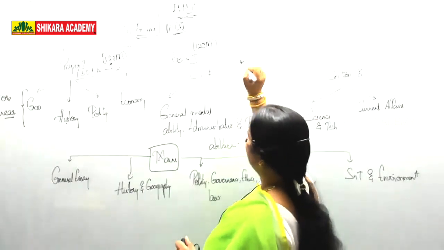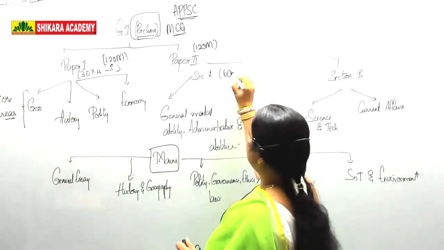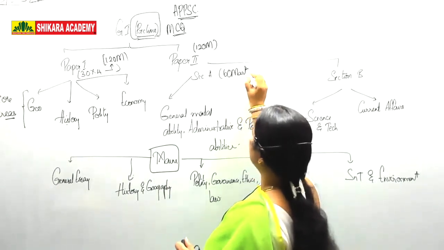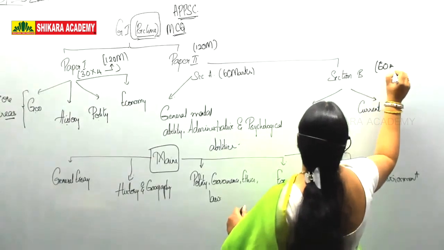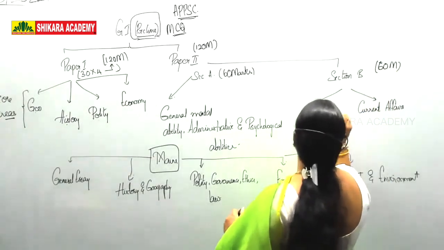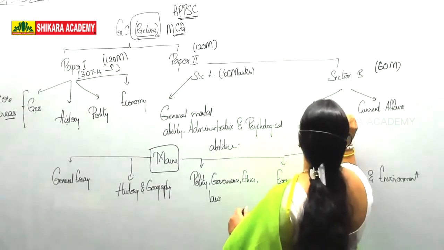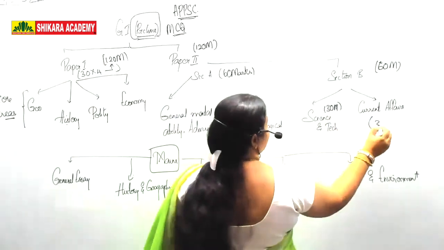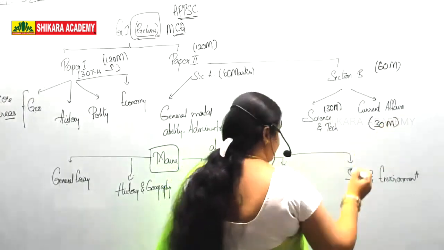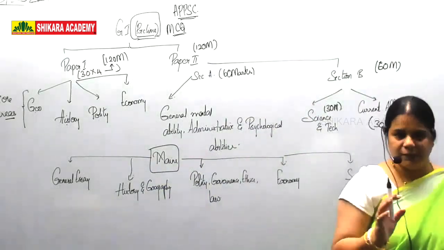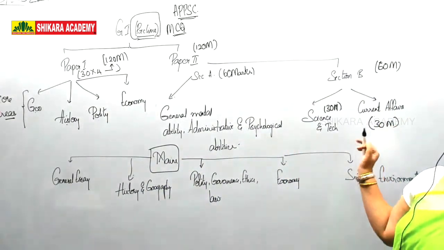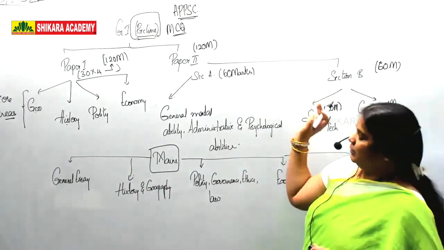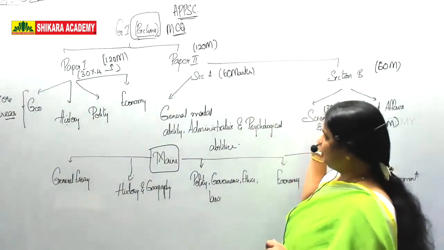Now likewise, paper 2 has 2 sections. Actually paper 2 is divided into 2 sections. First section is for 60 marks and the second section is for 60 marks. In the second section, you again have 2 broad categories. One is science and technology for 30 marks and current affairs for 30 marks. Now, what we have to remember is current affairs has been listed here. So, you will get current affairs based questions in paper 2, section B.